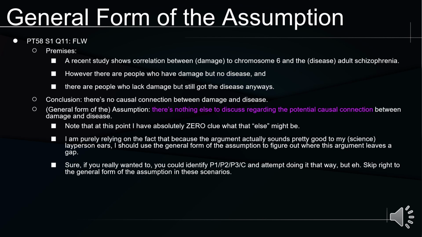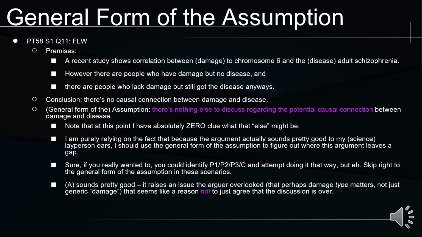And I admit, if you really wanted to, you could identify all three premises, P1, P2, P3, and C, and attempt doing it that way, but like, why, man? Why do it that way? Just skip right to the general form of the assumption in these scenarios. I find that that's what tends to work out the best. And in this lens, A sounds pretty good. Just like the last question, just like question number 5. It raises an issue the arguer overlooked, which is that perhaps damage type matters, not just generic damage. And that seems like a reason not to just agree that the discussion is over.